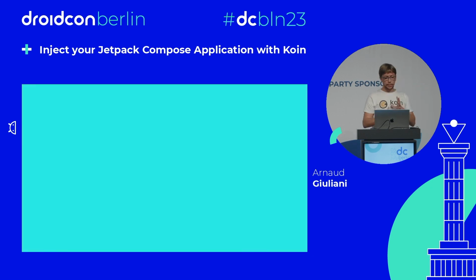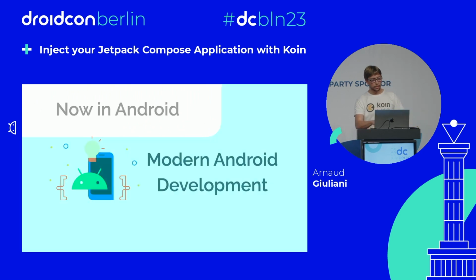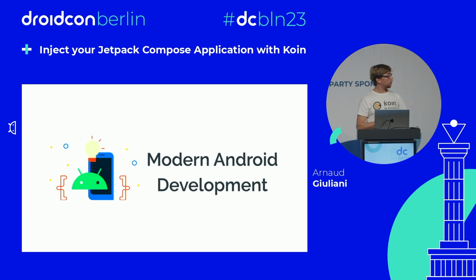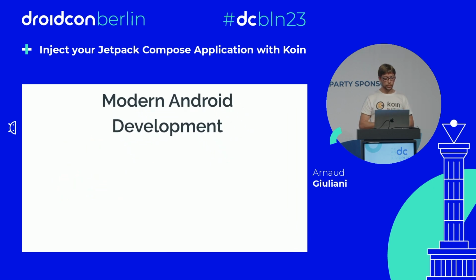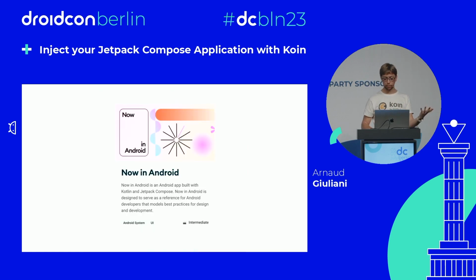Okay, now it's time to go into more detailed applications, and one of them I like to play with is Now in Android. The Google team has published lots of guidelines for modern Android development, and what does modern Android development mean? It means that you are using Kotlin, you are using those modern tooling, also all the Jetpack libraries and Jetpack Compose. And this is what they call the entire set of skills about modern Android application development.